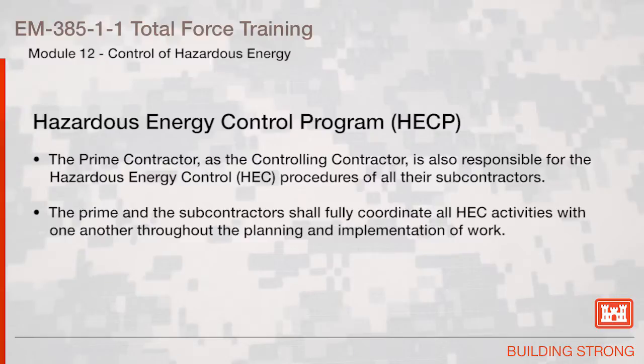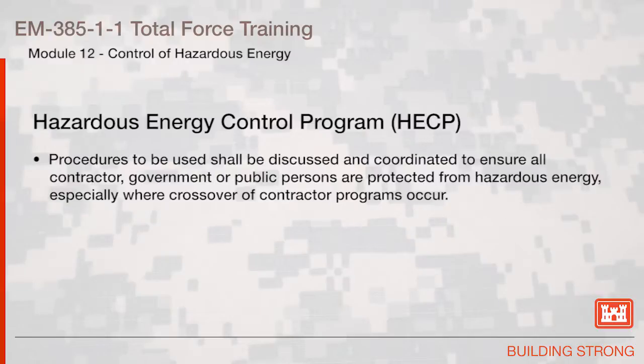The prime contractor, as the controlling contractor, is also responsible for the hazardous energy control procedures of all of their subcontractors. The prime and the subcontractors shall fully coordinate all hazardous energy control activities with one another throughout the planning and implementation of work. Procedures to be used shall be discussed and coordinated to ensure all contractor, government, or public persons are protected from hazardous energy, especially where crossover of contractor programs occur.